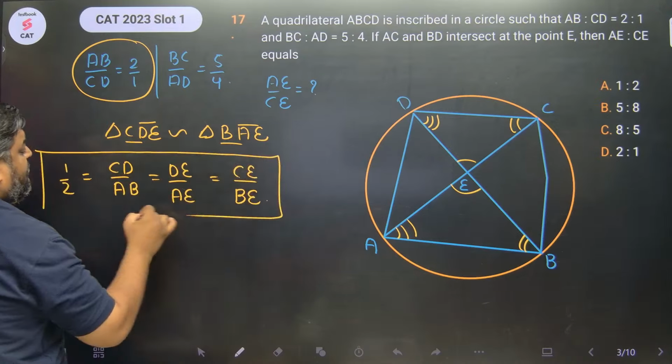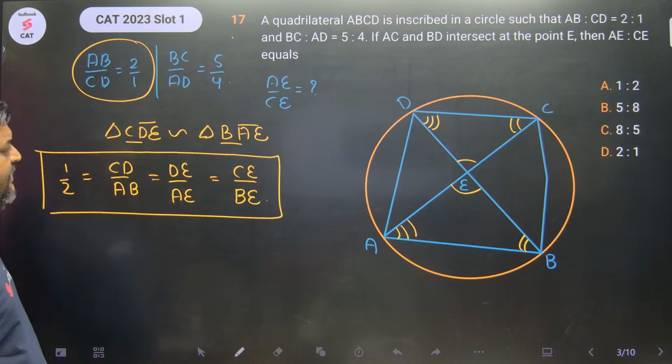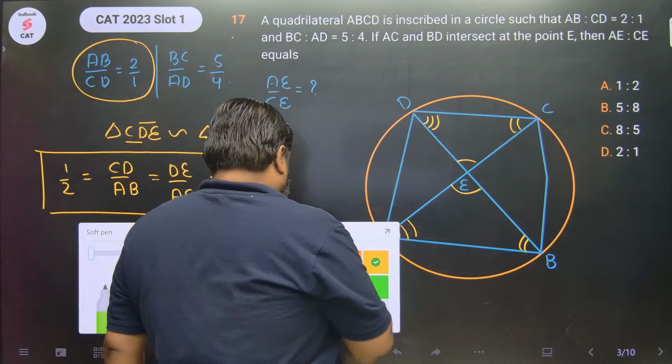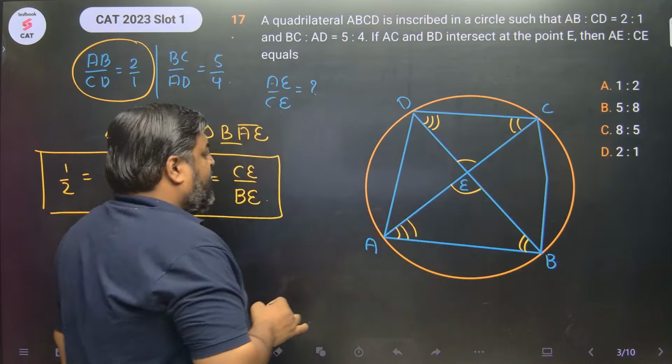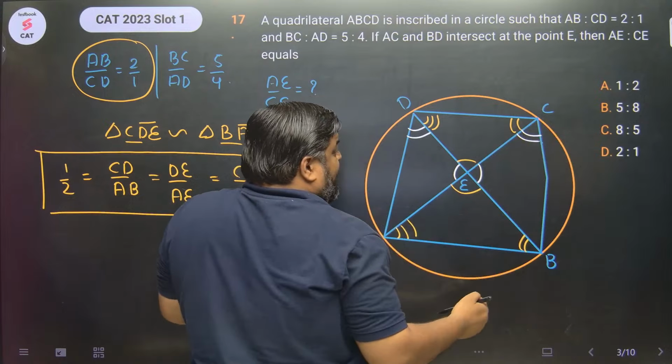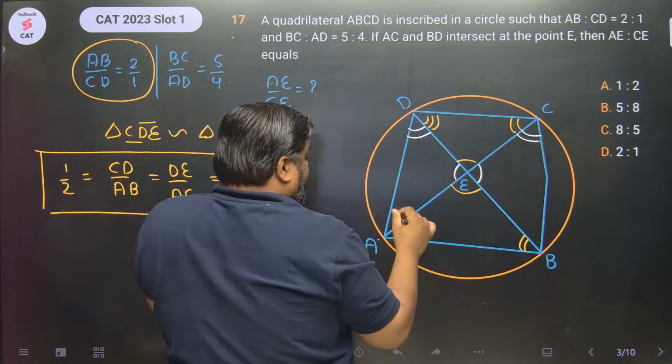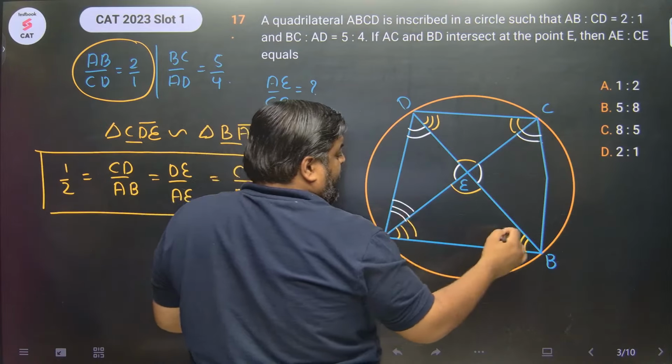AB by CD is 2 by 1, so its reciprocal would be 1 by 2. Now we'll focus on these two triangles. So again this angle is equal to this angle, right? If we take AB as the chord, then angles in the same segment are equal. Angle D is equal to angle C. Taking CD as the chord, angle A here equals angle B.